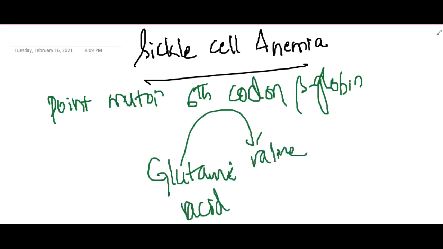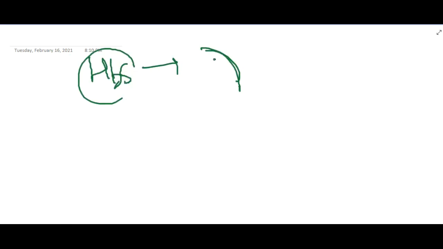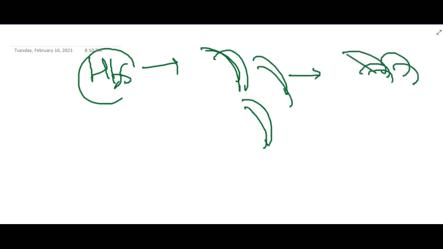Right? So this replacement results in formation of hemoglobin S, where you see presence of these sickled hemoglobin. These sickled hemoglobin will become polymerized and it will occlude the blood vessels. So when it occludes different blood vessels, it causes the clinical features.